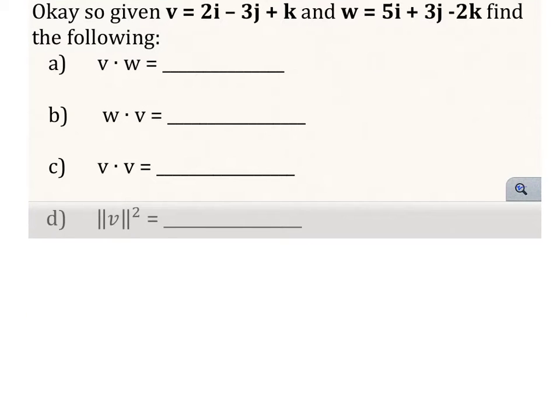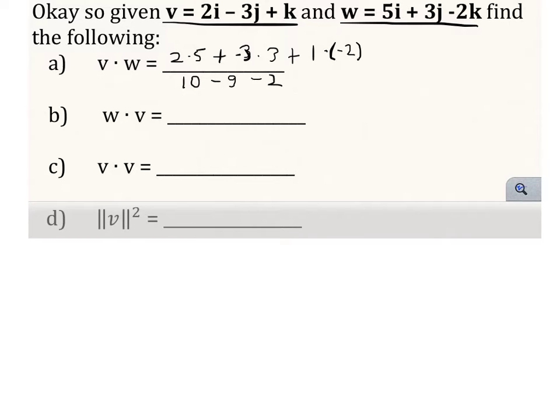Alright, so if we're given 2 vectors, vector V looks like that, vector W looks like that, and we want to find the dot product. We have 2 times 5 plus negative 3 times 3 plus 1 times negative 2. Okay, so that's going to end up with 10 minus 9 minus 2 for a negative 1 dot product. Alright, and the reverse would be true. Negative 1 here, just like it was in the last section.